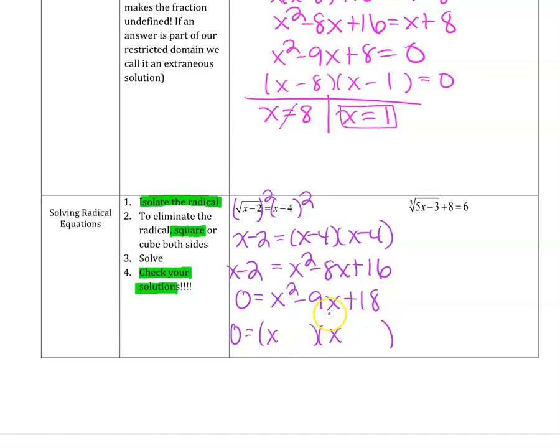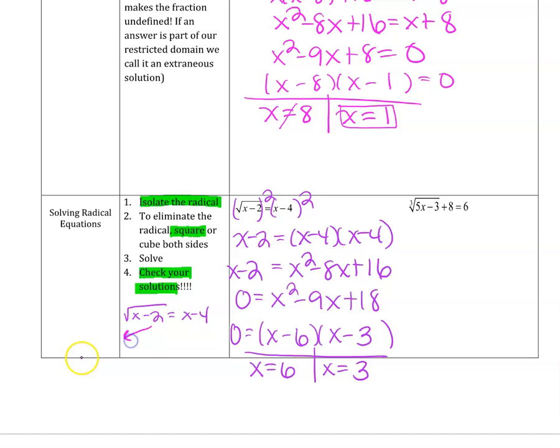So, factors of 18 that sum to negative 9, so negative 6 and negative 3. So I'm getting two solutions of x equals 6 and x equals 3. Now, let's check if that makes sense. So go back to your original: radical x minus 2 equals x minus 4.